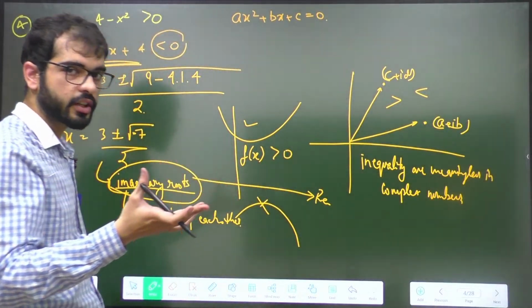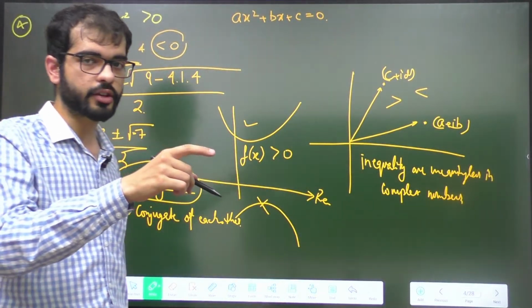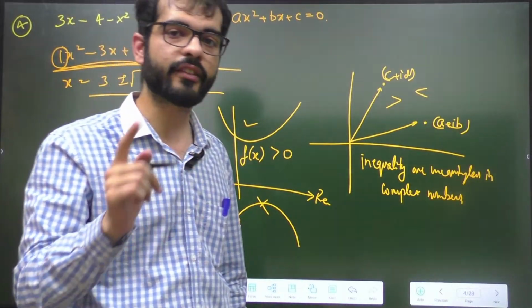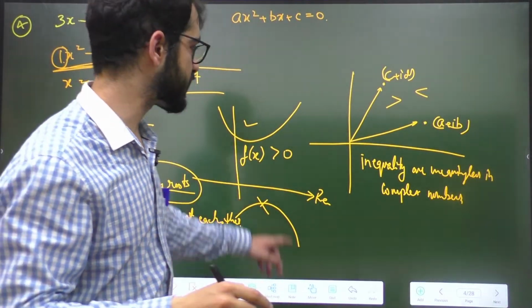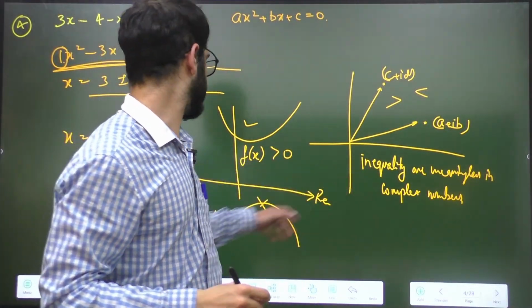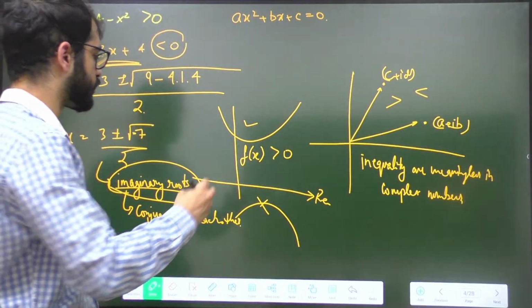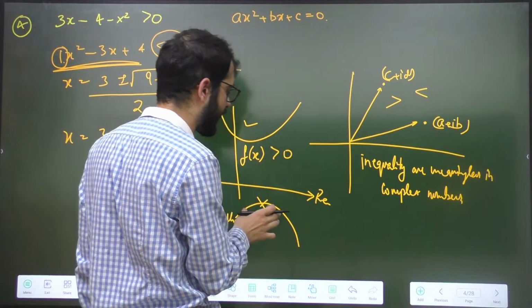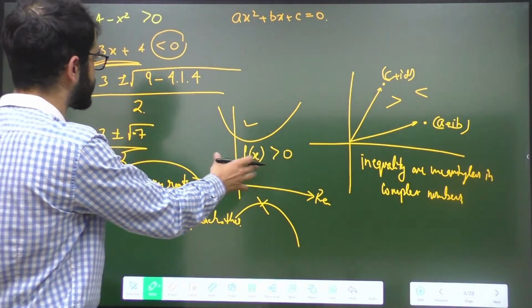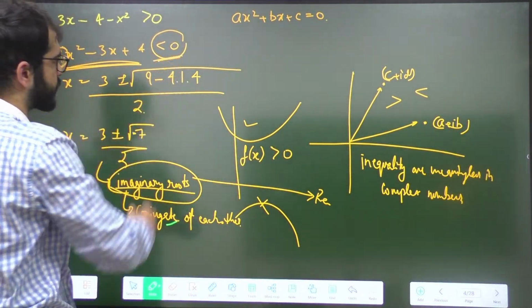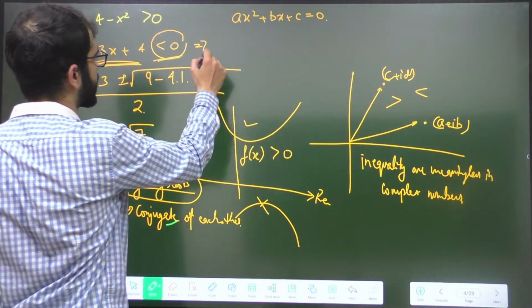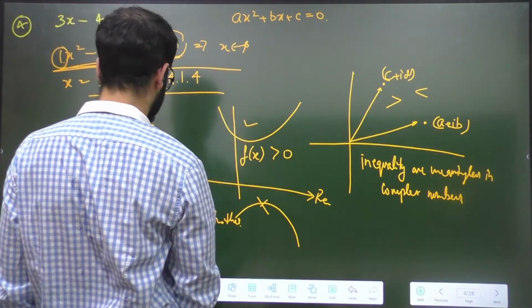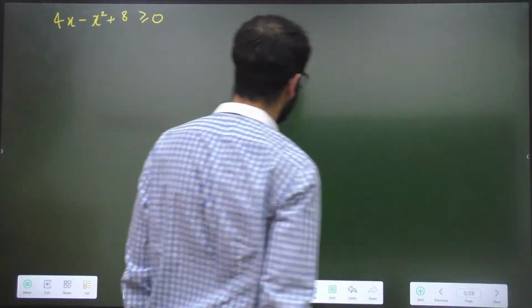They won't even be equal to 0, because if they became equal to 0, then the quadratic expression would have had two equal roots. But since we say that there are complex roots, there is no value of f of x which will be below the real axis. That means all the values are greater than 0. So it is not possible for the expression to be less than 0, which implies again x belongs to the empty set. Let's move forward to the next question.